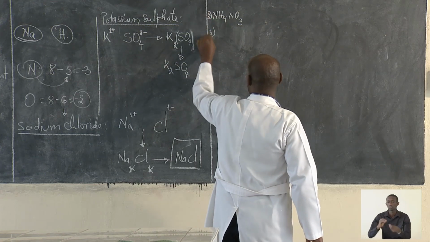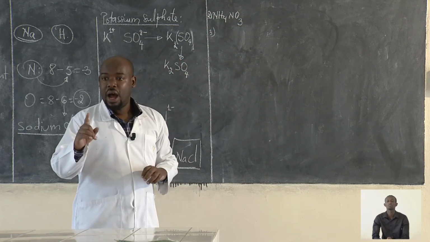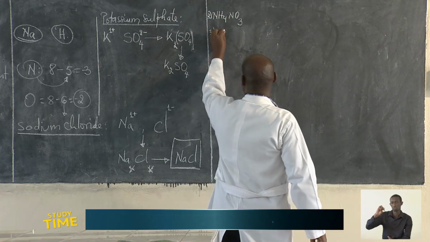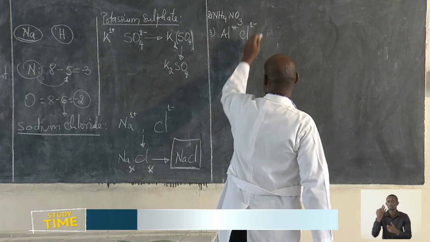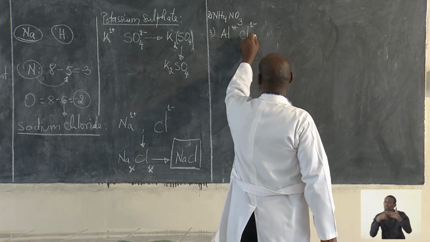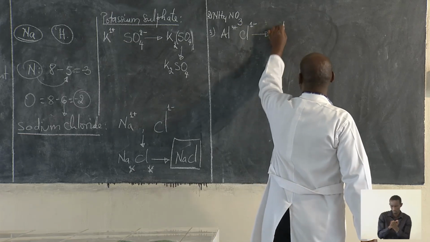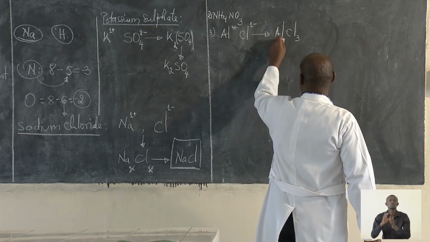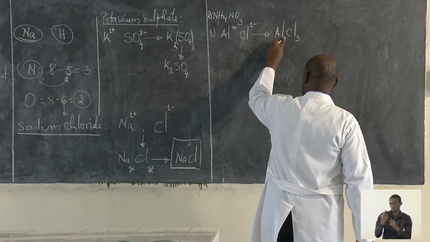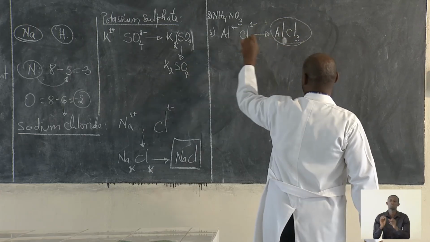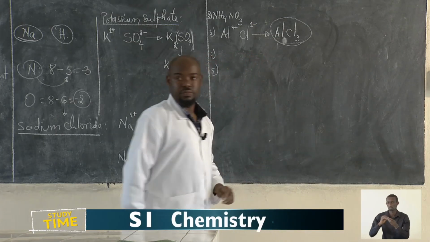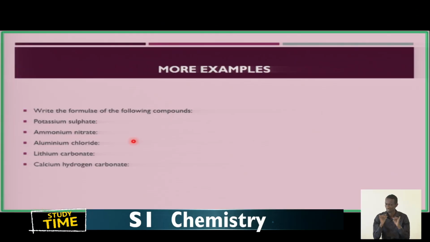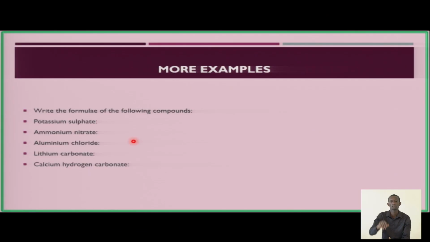It's number 2. Number 3, we have aluminium chloride. This is aluminium with 3 positive, the chloride with 1 negative, and if you interchange, what you get will be aluminium with 3 here. We said when it is 1, there is no need of writing it. So this is the molecular formula of aluminium chloride. Number 4 and number 5, you will try them. Lithium carbonate and calcium hydrogen carbonate, you will try these 2.